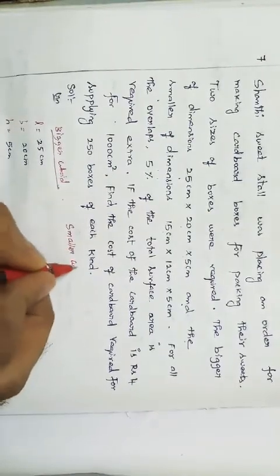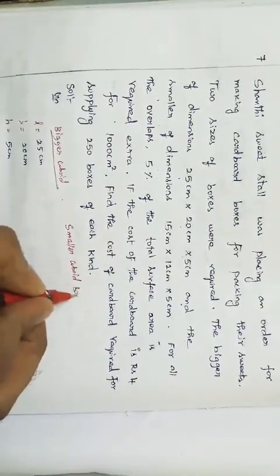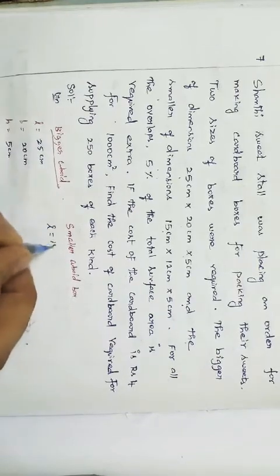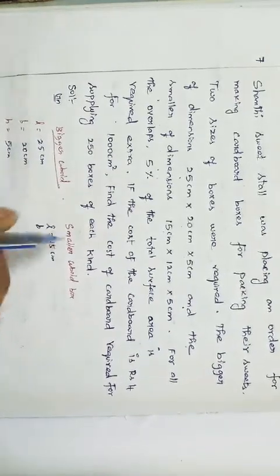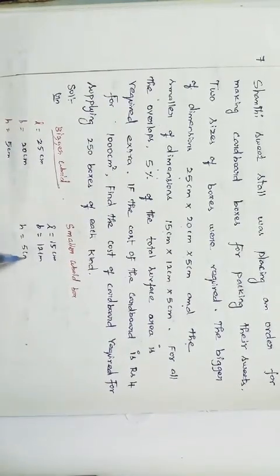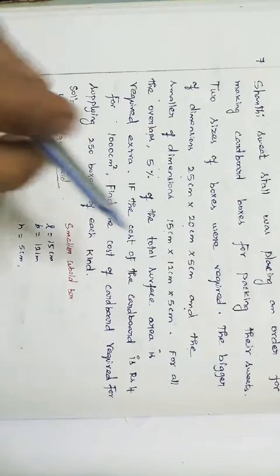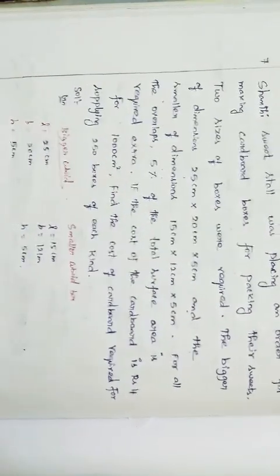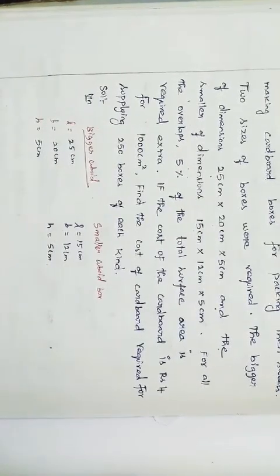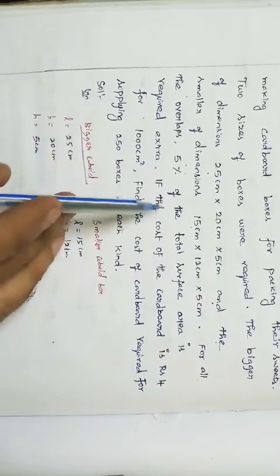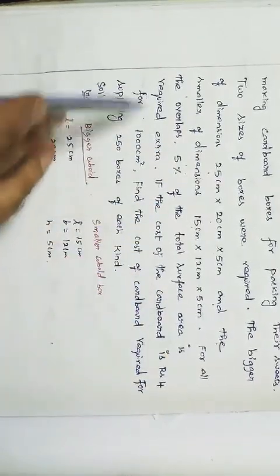Smaller cuboid box, it's 15 centimeter into 12 centimeter into 5 centimeter. So length is equal to 15 centimeter, breadth of the smaller box is 12 centimeter and height is 5 centimeter, right? Okay, up to that we are having only the givens, right? Next we are going to read and see what we are going to find, that's very important. Okay, for all the overlaps 5% of the total surface area is required extra.